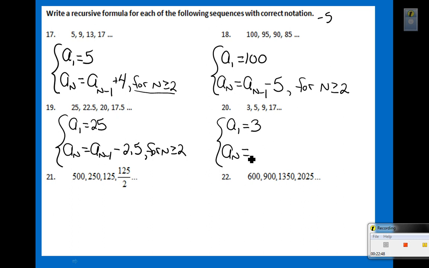And then usually somebody figures out that it looks like I'm doubling this term and then taking 1 away. 3 doubled is 6, but 6 minus 1 is 5. 5 doubled is 10, but 10 minus 1 is 9.